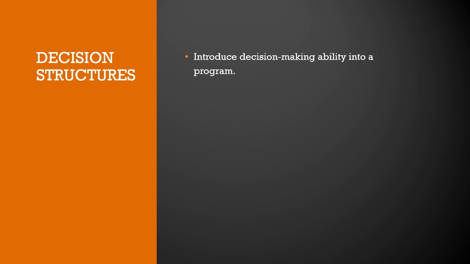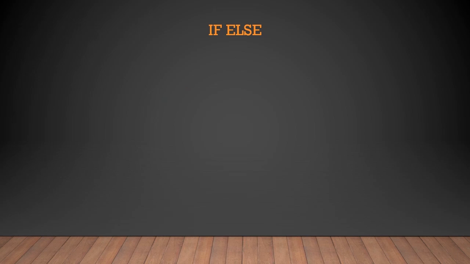Decision structure. In C# programming, a decision structure gives a program the ability to make a decision. There are two types of decision statement, if else and switch. Let's have a look at if else.